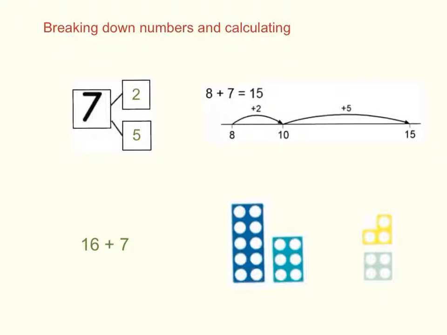The same process is used for the calculation 16 add 7. Here, we use the Numicon equipment to give a visual representation of the calculation. We can see the 7 broken into 4 and 3, with the 4 completing the second 10, so we have 2 10s and 3, 23. View the next video to see how addition strategies develop as the children progress in their understanding.